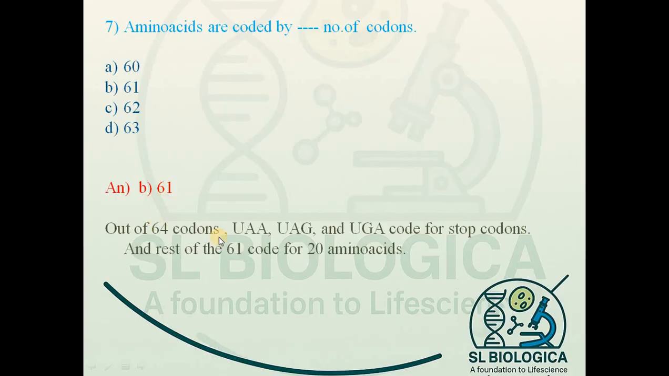Out of 64 codons, UAA, UAG and UGA code for stop codons. And the rest of the 61 code for the 20 amino acids. So amino acids are coded by 61 codons.